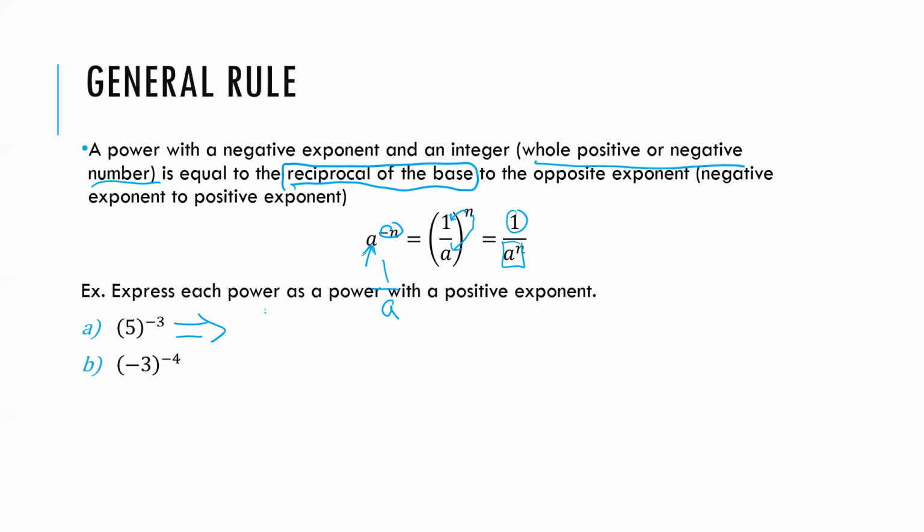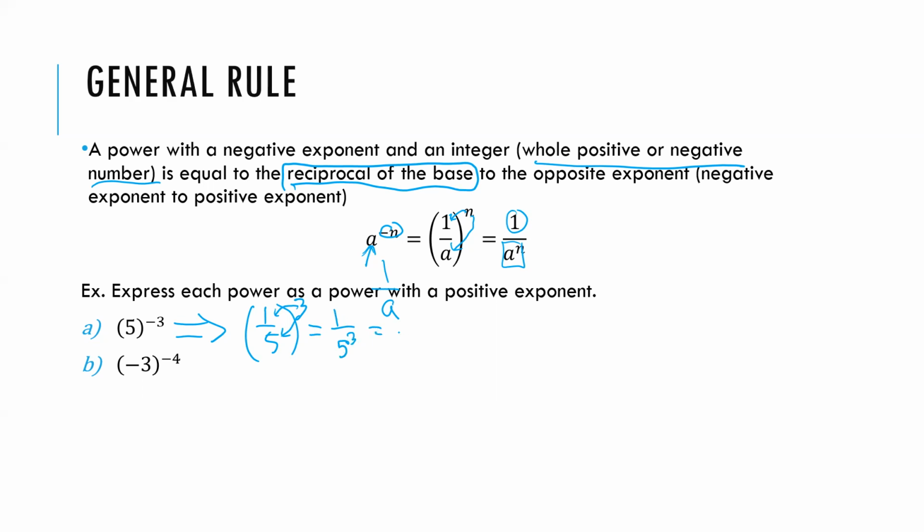So the reciprocal of 5 is 1 over 5. And then what I'm going to do is, instead of raising 5 to the power of negative 3, write that as 1 over 5 to the power of positive 3. And then I'm going to simply apply the exponent to 1 and apply the exponent to 5. But we know that 1 to the power of anything is 1. So then we end up getting 1 over 5 to the power of 3.